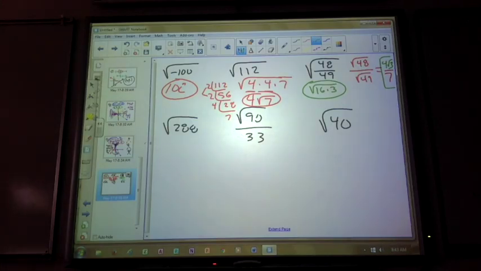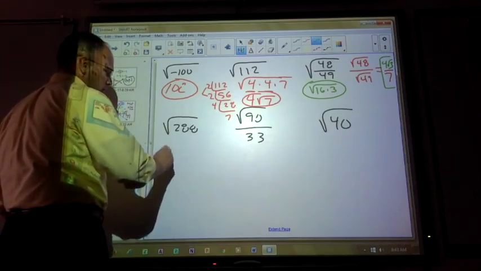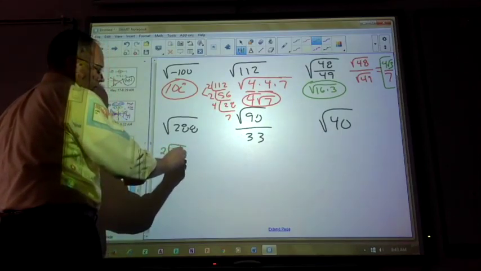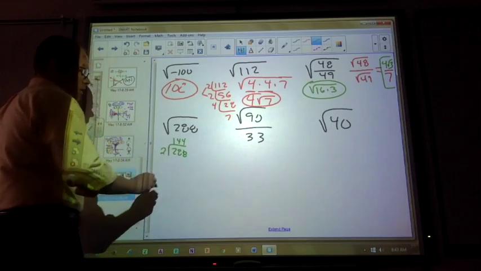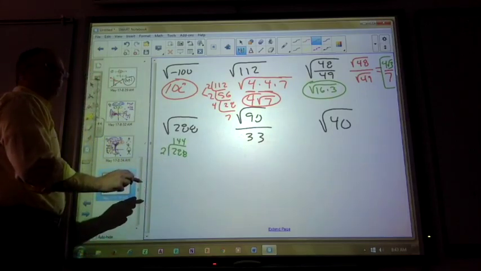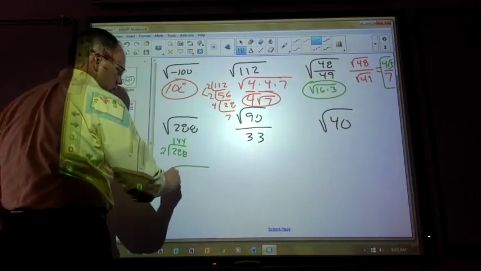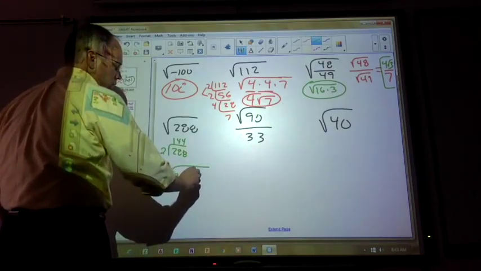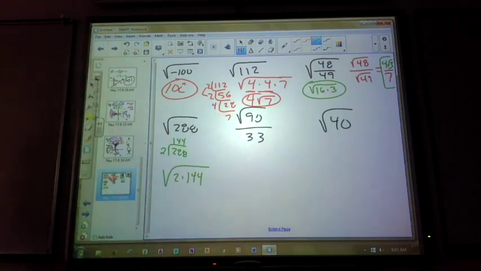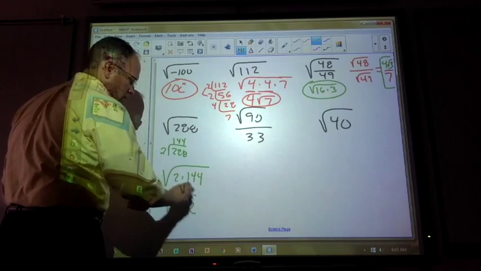Root 288. How does 288 break down? 2 goes into 288 144 times. Do I need to go any further? What's 144? 72. So I have this. What's the square root of 144? 12. So I get 12 square root 2 for an answer.